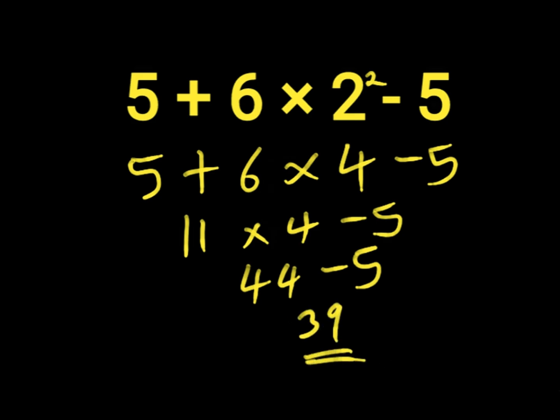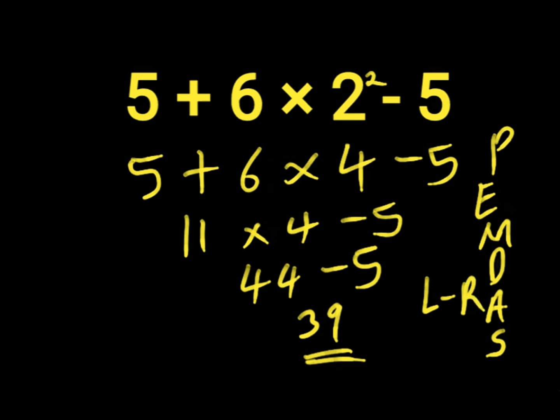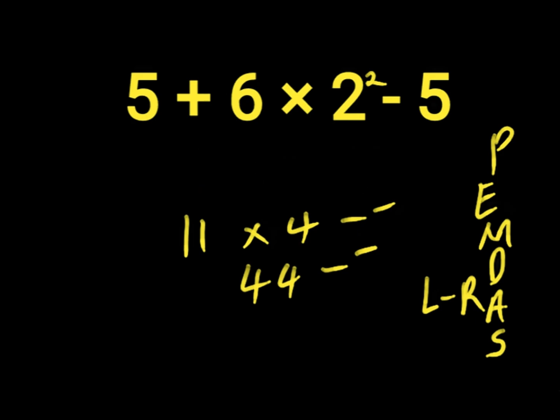So 39 is the wrong answer to this expression because we did not solve with the order of operations, which is PEMDAS. In PEMDAS, we have parentheses, exponents, multiplication, division, addition, and subtraction. Multiplication and division have equal priority, as do addition and subtraction, so we work from left to right in order to arrive at a correct answer. So let's dive into the right answer to this question.